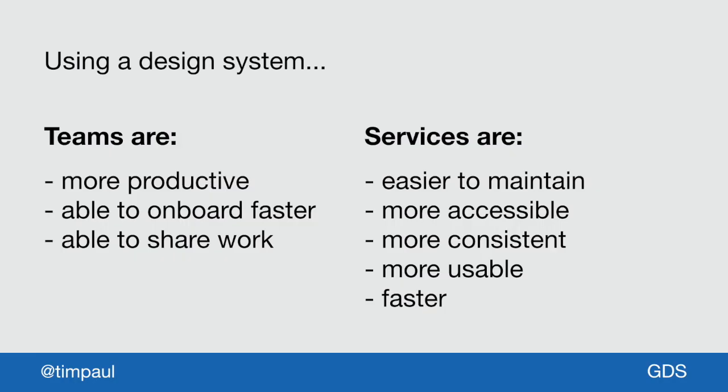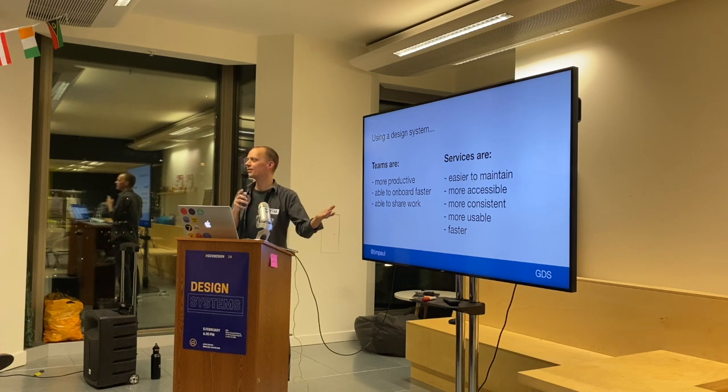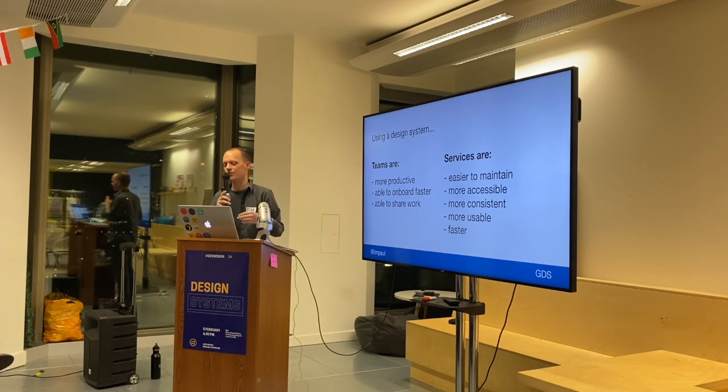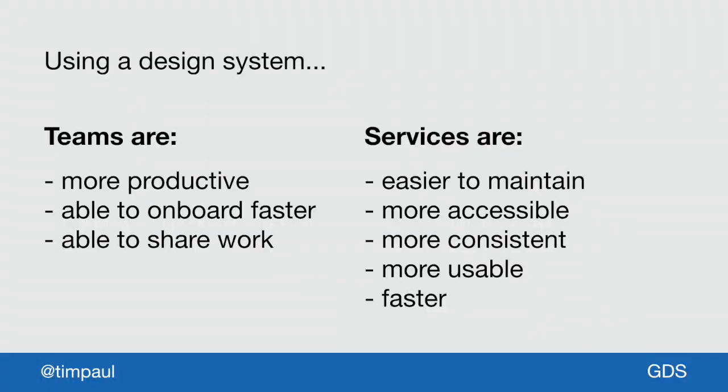And then the services themselves get better, we think. So they tend to be easier to maintain because it's a single unified code base that is somebody else's responsibility. They are often more accessible because there's a centralized team who's doing the extra hard work to make things more accessible than any individual service team could spend time on. They're obviously more consistent because lots of different teams are reusing the same components and styles and patterns. And we hope that they become more usable over time because all of the best practice that individual service teams are learning is being shared amongst the whole community of users. And they can even be faster.